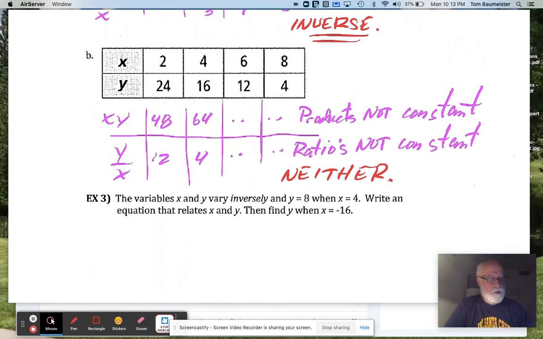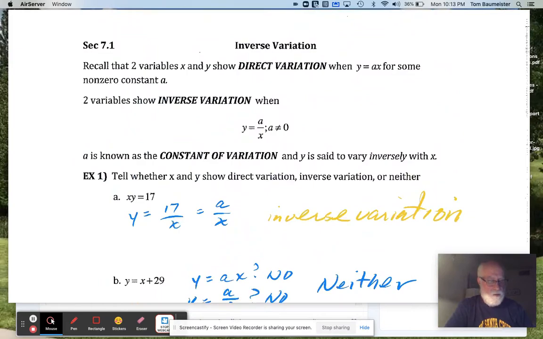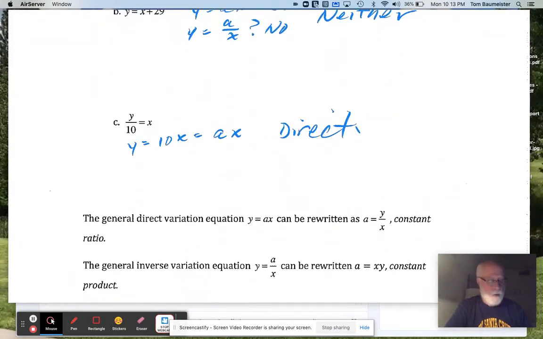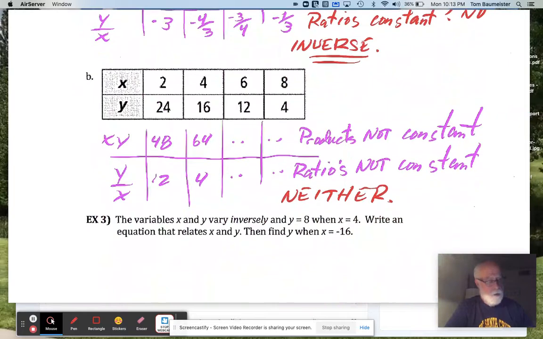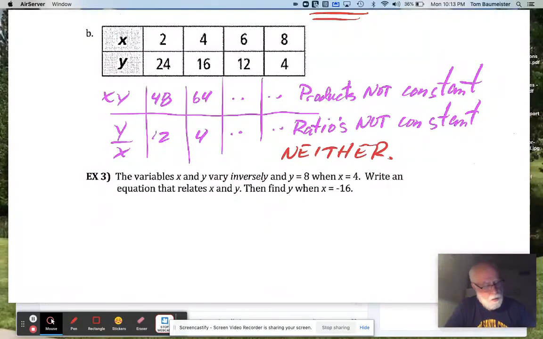And then the last one here is the variables. x and y vary inversely, and y is equal to 8 when x is equal to 4. Write an equation that relates x and y, then find y when x is equal to negative 16. So they said it varies inversely, so remember from above, when it's inverse variation, we're going to say y is equal to a divided by x. All right? Or we can say a is equal to x times y. But let's go ahead and say y is equal to a divided by x because that's our definition they gave us.